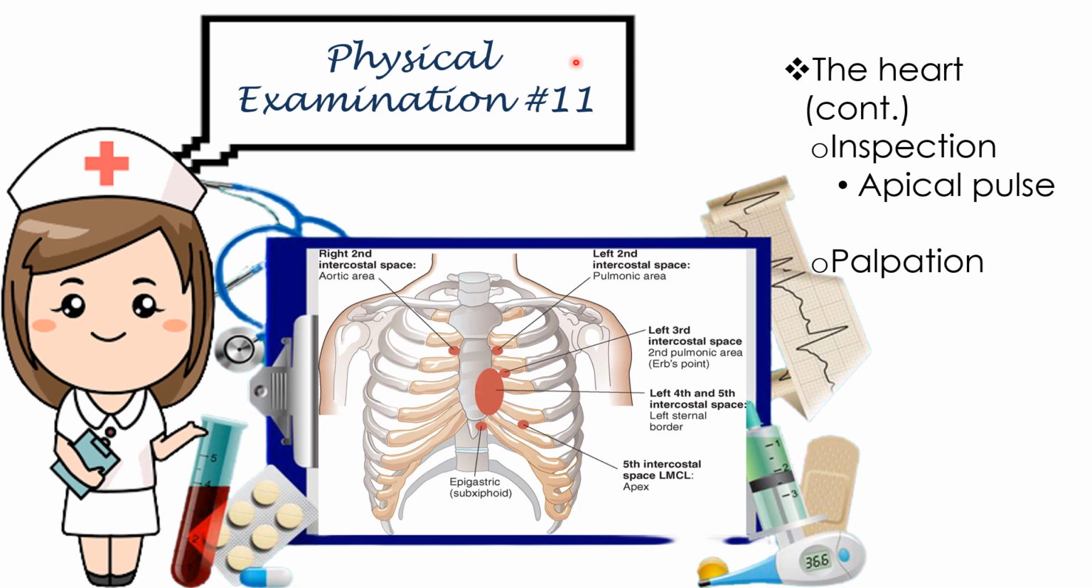Usually the thrills may accompany loud, harsh, or rumbling murmurs, as in aortic stenosis, patent ductus arteriosus, or in those who have ventricular septal defect. They are palpated more easily in patient positions that accentuate the murmur.